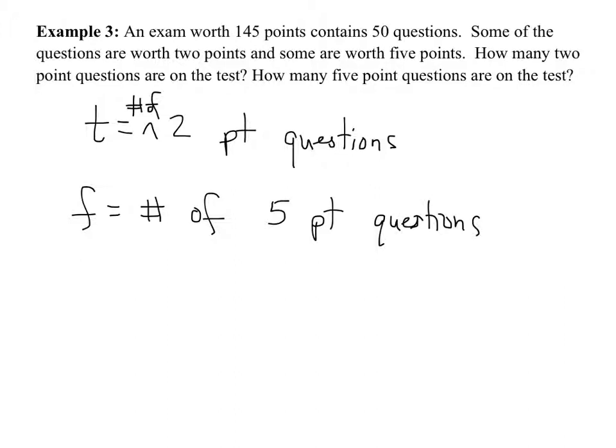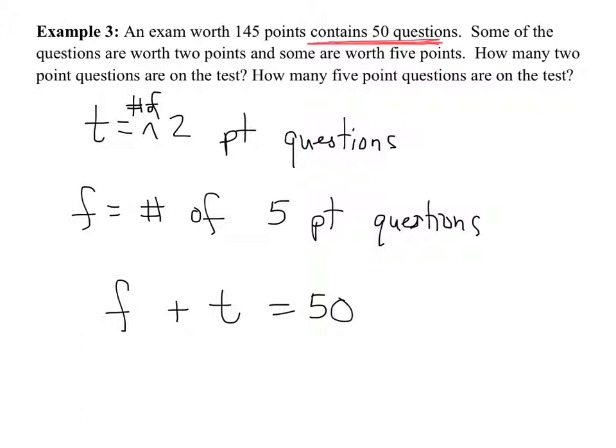That works to start. Give me one of the equations now, because there are definitely 2 equations. How do I know there's 2 equations? Because there's 2 variables. Give me one of the 2 equations so far. What do you got, Ryan? F plus T is equal to 50. Why? Because it says it's made up of 50 questions. Yeah, right there. It says there's 50 questions on the test. So the number of total questions, F, the number of 5-point questions, plus T, the number of 2-point questions, has to equal 50.